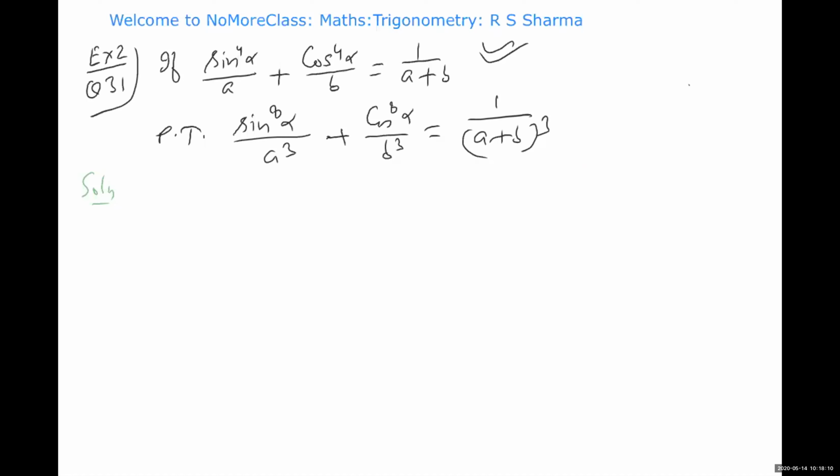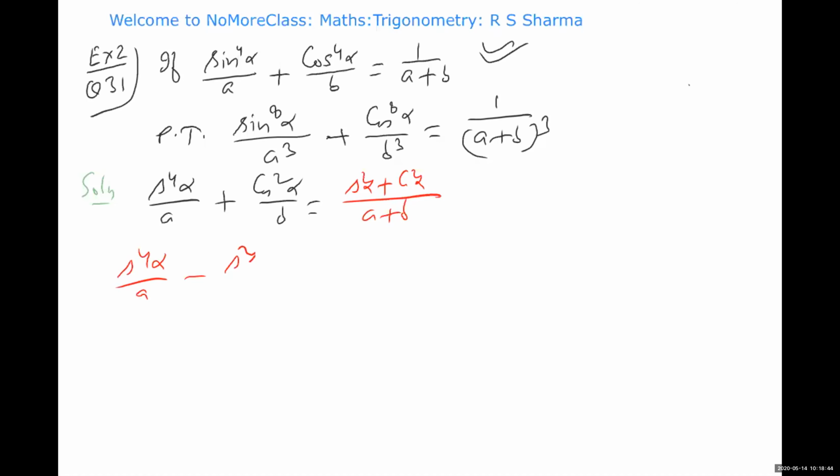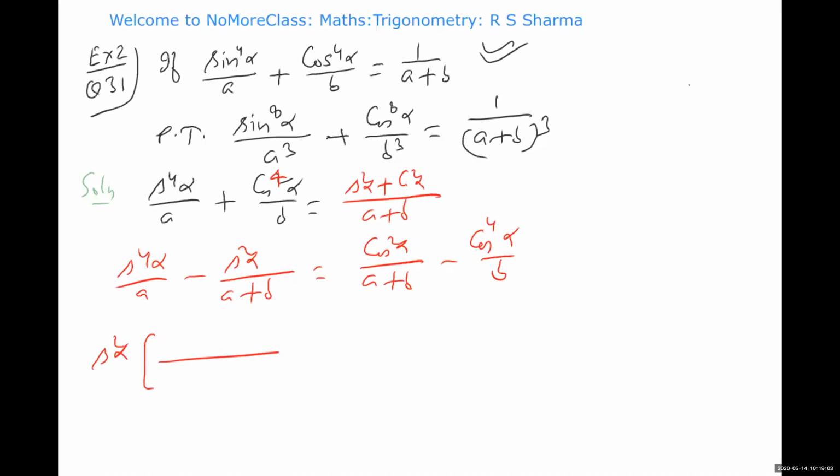For subjective problems, you have to simplify. You have to do some hit and trial here. Given condition is sine 4 alpha upon A plus cos 4 alpha upon B is equal to 1 upon A plus B. So that 1 you write as sine square alpha plus cos square alpha upon A plus B. In that case, sine 4 alpha upon A minus sine square alpha upon A plus B is equal to cos square alpha upon A plus B minus cos 4 alpha upon B.